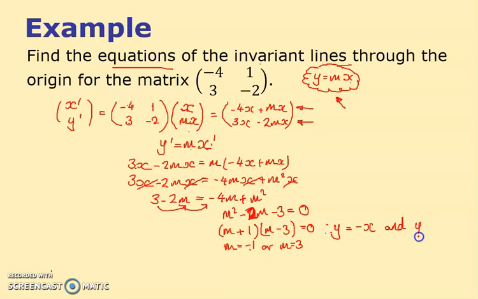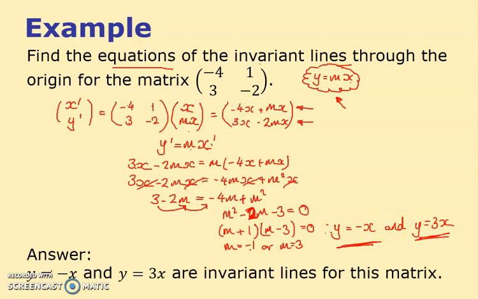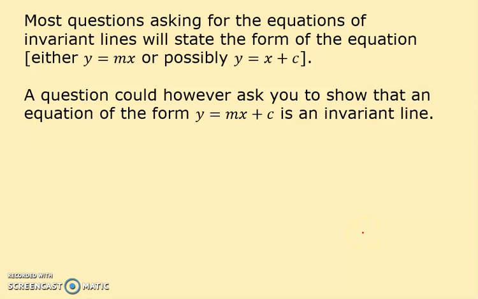And what's the other one? Y equals 3x. So two possible lines, and they are the invariant lines for this matrix. Sometimes it doesn't say whether or not it goes through the origin, so I suppose we've got to be a little bit careful, as there's a potential for there to be an invariant line which is not through the origin.